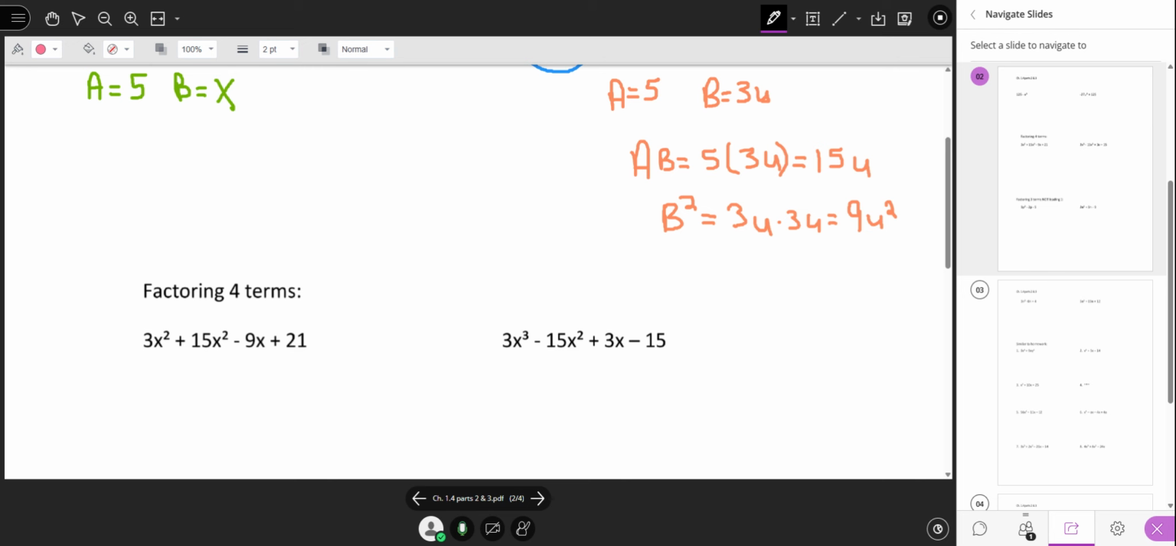Now, factoring four terms, the first thing you always, and forever do is a GCF. Well, 3, 15, 9, and 21 all have the GCF of 3. And since 21 doesn't have an X, I can't pull an X out. Now, I do have a typo. That should be cubed here. I fixed it on the next one, but I didn't fix it on this first one.